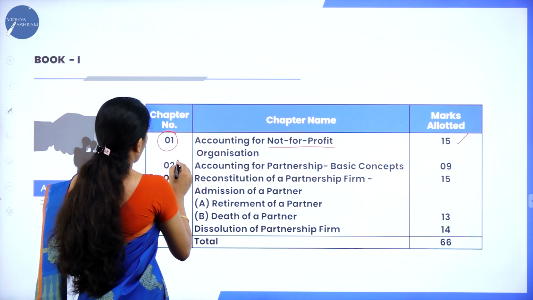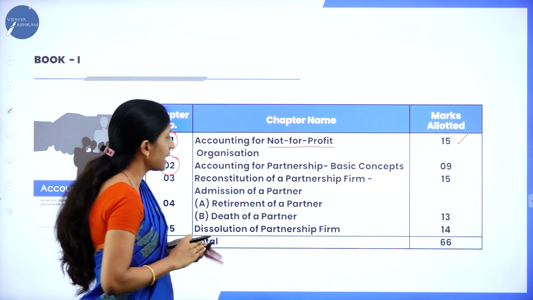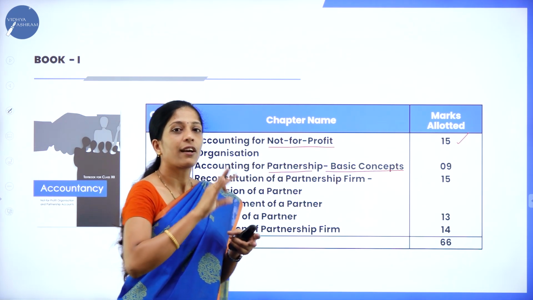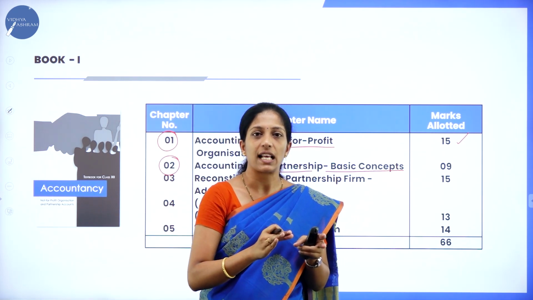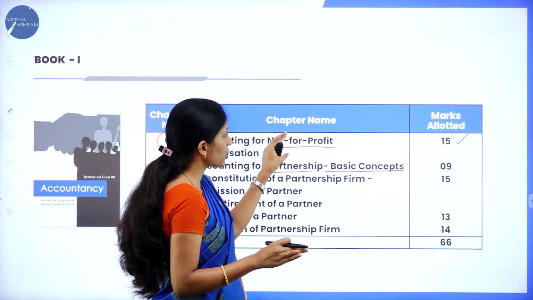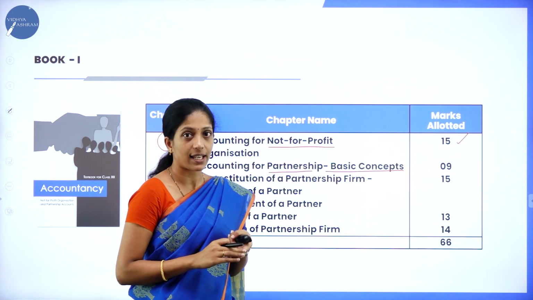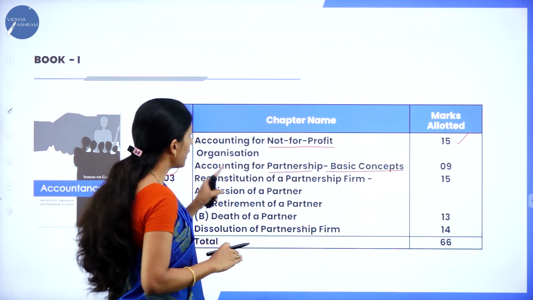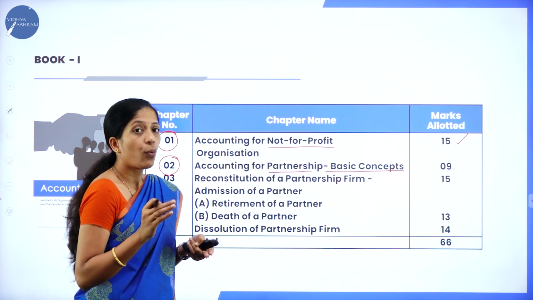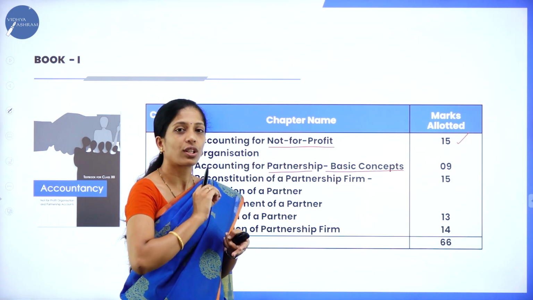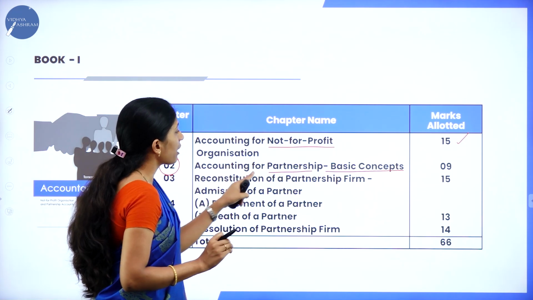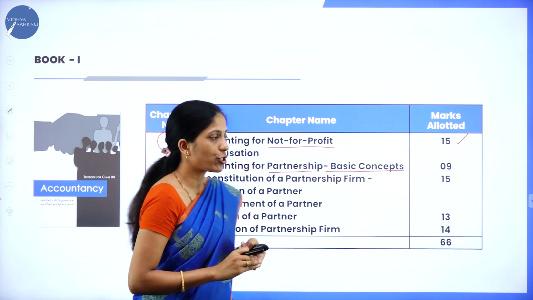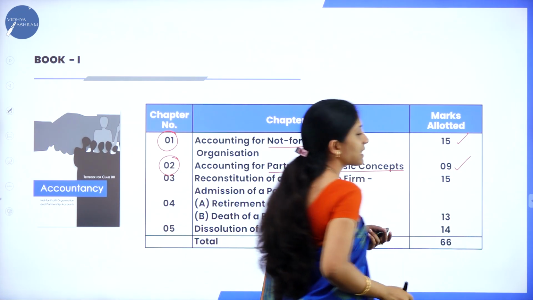Now coming to the second unit or second chapter under this particular book, which is accounting for partnership, where you are going to learn about the basic concepts. Your first book is prescribed only for not-for-profit organization and partnership accounts. In your first chapter, you will completely learn about not-for-profit organization. Coming to the second chapter, all the rest of the chapters are relating to partnership. Your second chapter is about partnership, where you are going to learn all the basic concepts. The name of this chapter is Accounting for Partnership Basic Concepts, where you are going to learn all the basic concepts of partnership, and the total weightage of this chapter is 9 marks.